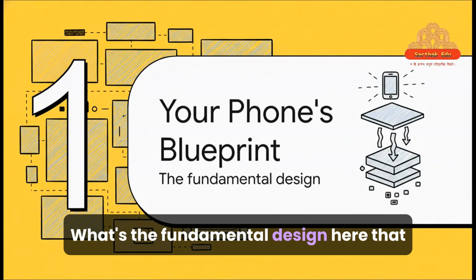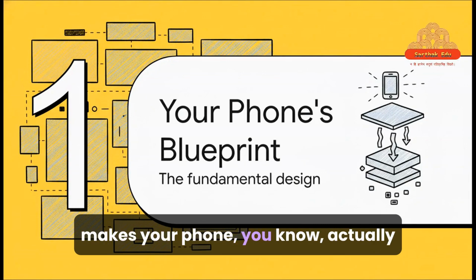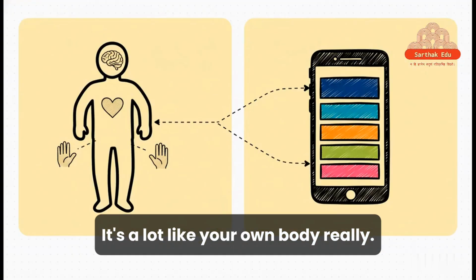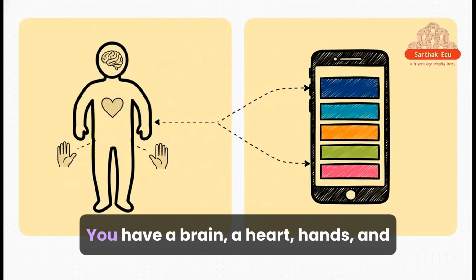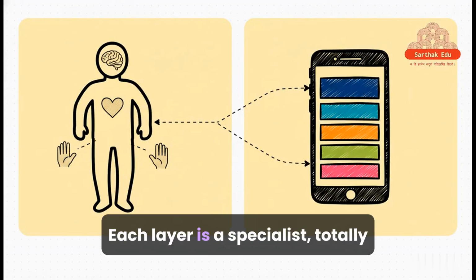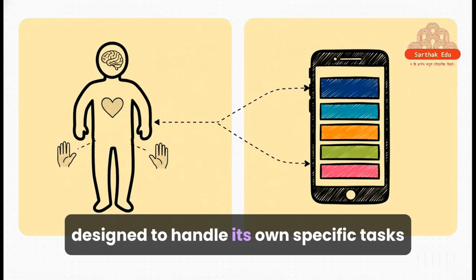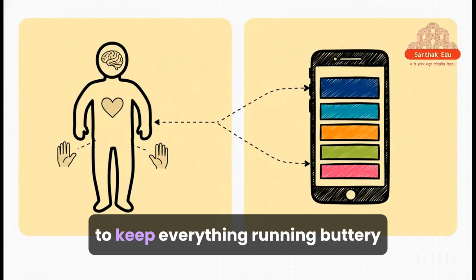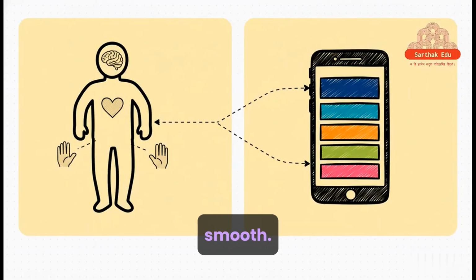What's the fundamental design here that makes your phone actually work? It's a lot like your own body, really. You have a brain, a heart, hands, and each part has its own job. Well, Android is built on 5 distinct layers. Each layer is a specialist, totally designed to handle its own specific tasks to keep everything running buttery smooth.